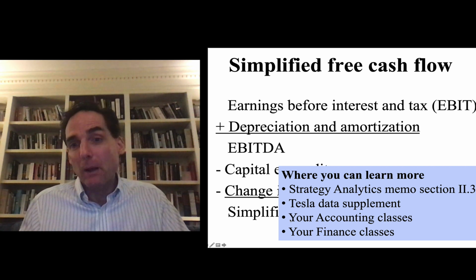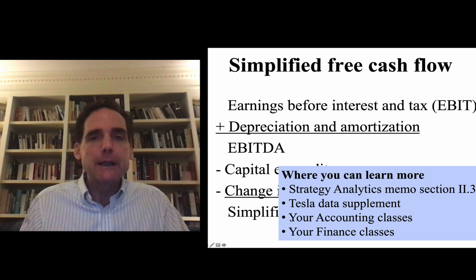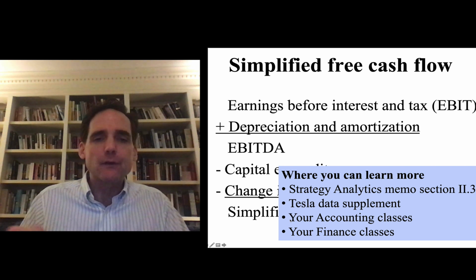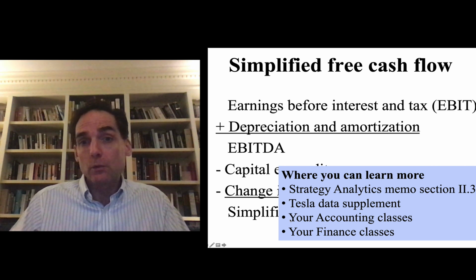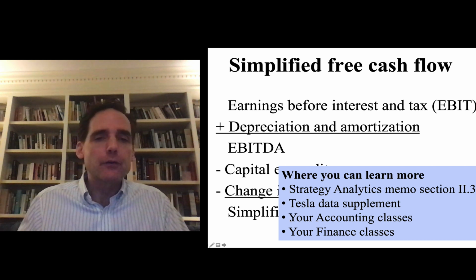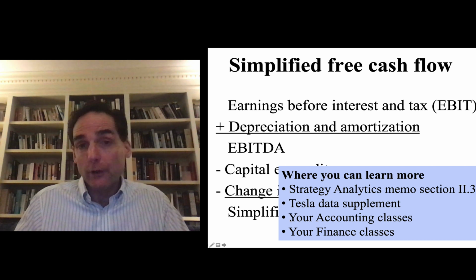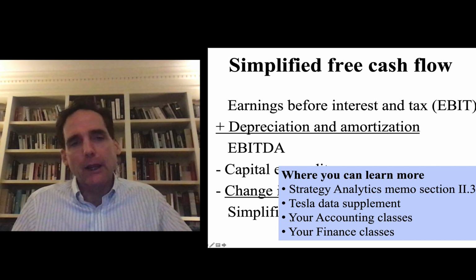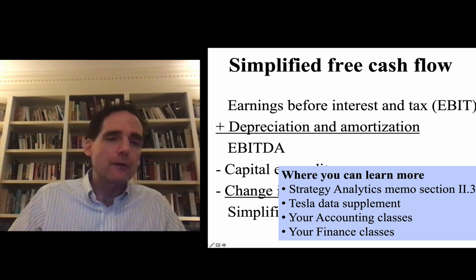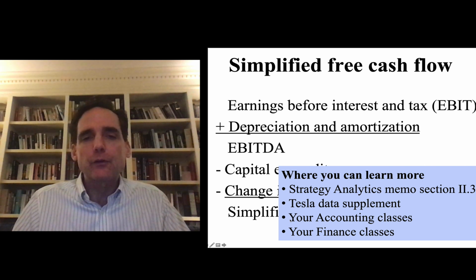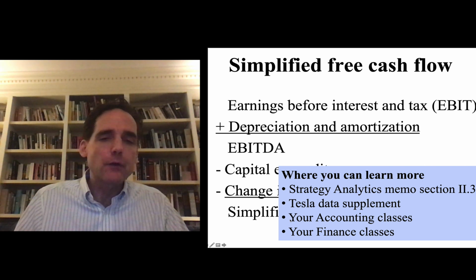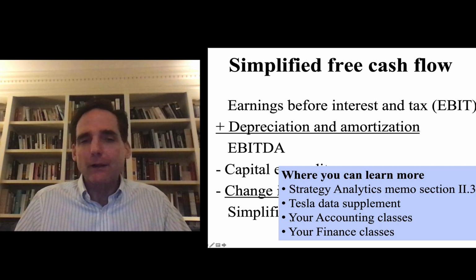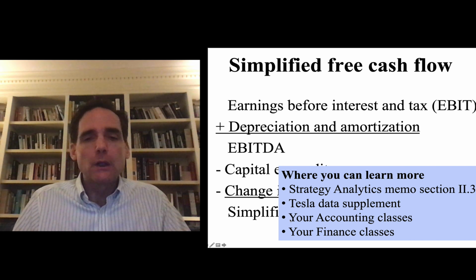The Strategy Analytics Memo, section 2-3, talks about how to calculate free cash flow and walks through some examples. The Tesla Data Supplement walks through, in the Tesla case, on a quarterly basis, calculation of cash flows. In your accounting classes, you'll dig into the elements of free cash flow and things like non-cash charges beyond depreciation and amortization, how to think about capital expenditure versus acquisition of capacity, all important issues you'll cover in accounting. And of course, in your finance classes, this is a central issue in corporate finance and valuing assets in general.